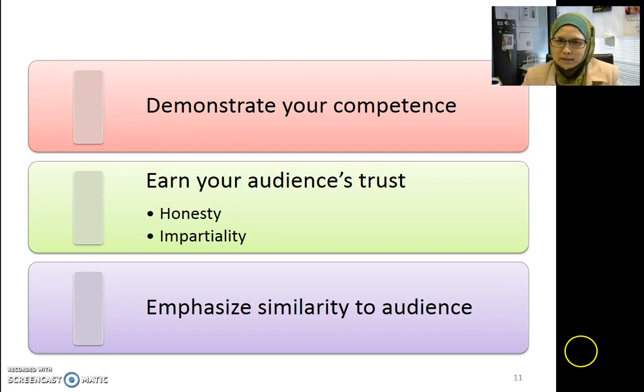So the next part here is emphasize similarity to the audience. The audience will usually listen to you if you share similarities with members of the audience. For example, your friends will be more inclined to listen to you if you all share similar courses or backgrounds. And why is that? Now, these similarities would mean that you are likely to understand their feelings, thoughts, and problems better, thus are suitably qualified to talk about a mutual topic.